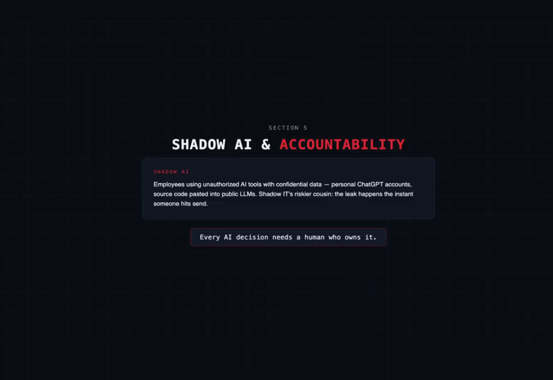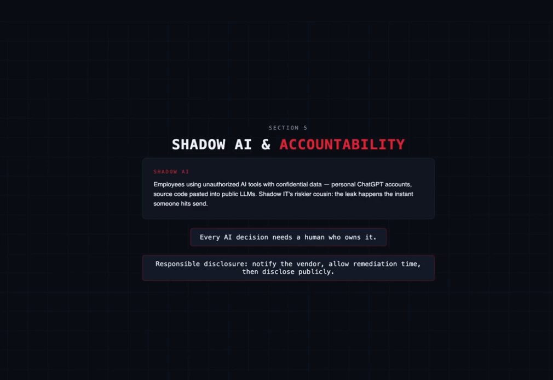The fix is an acceptable use policy that actually covers both sides. The consumer tools people already have, ChatGPT, Gemini, and your approved enterprise deployment, and underneath all of it, algorithmic accountability. Being able to show on demand the basis for any AI-driven decision with a real human accountable at the other end.